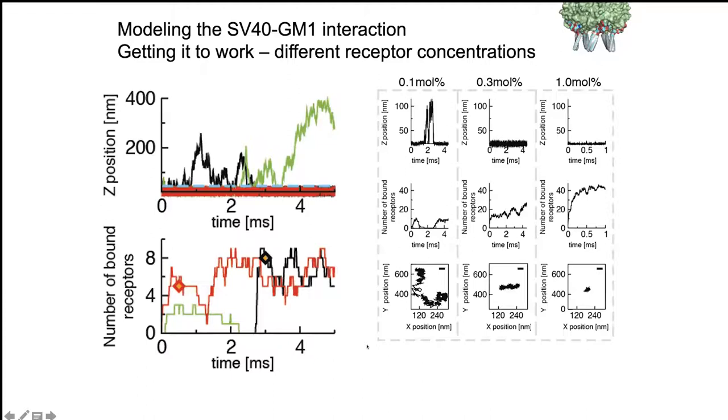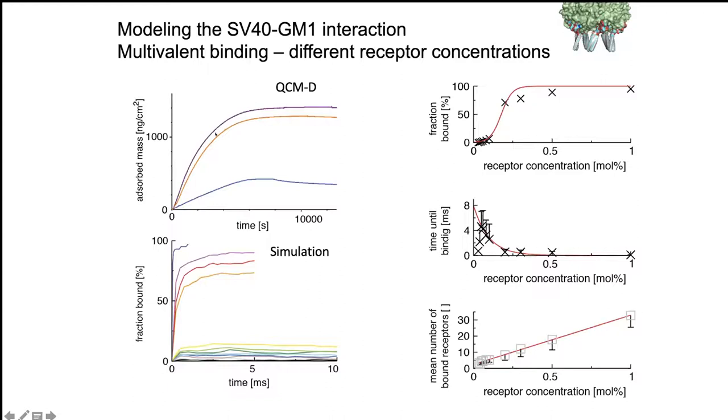So that's very nice, because we could successfully model many aspects of what we observed in our experiments. So you can see the QCMD, which is quartz crystal microbalance binding assays of SV40. And this is the simulation. And interestingly, as I would have hoped, we had some sort of biphasic interaction. So we have a low concentration of receptor, we just get a little bit of binding. And then there's a phase transition where suddenly all the viruses bind. And this you can see here with the receptor concentration of about 0.2%.